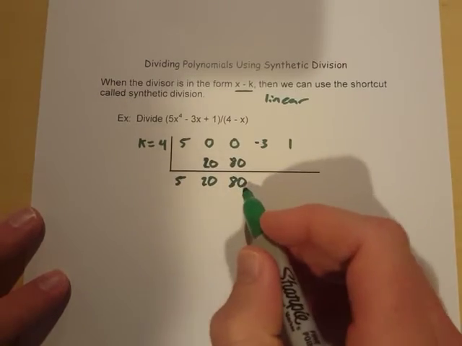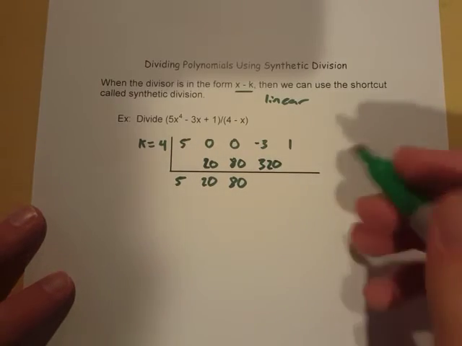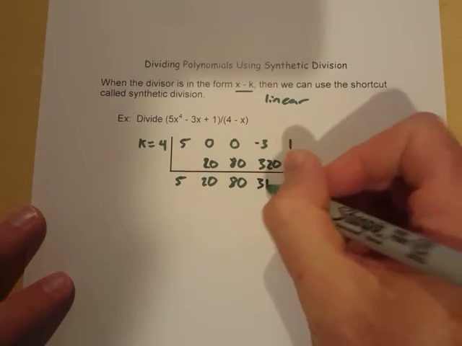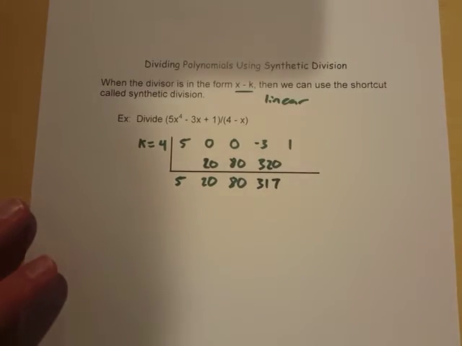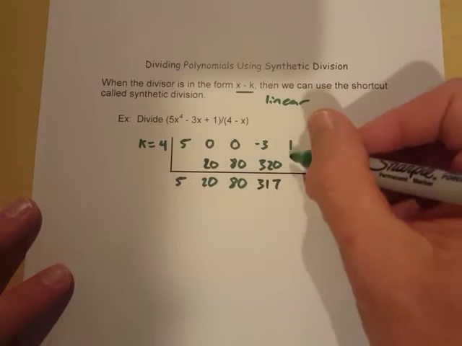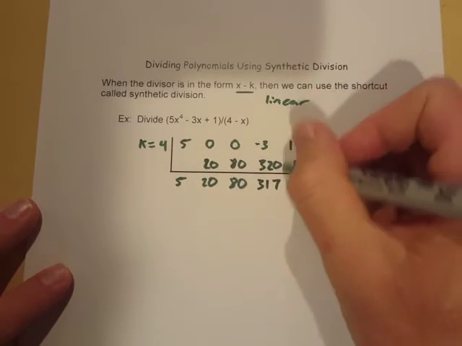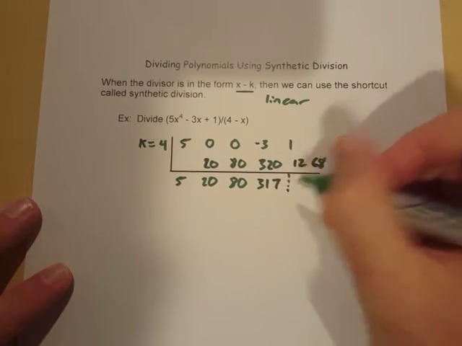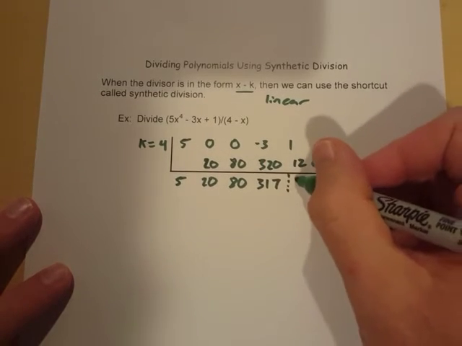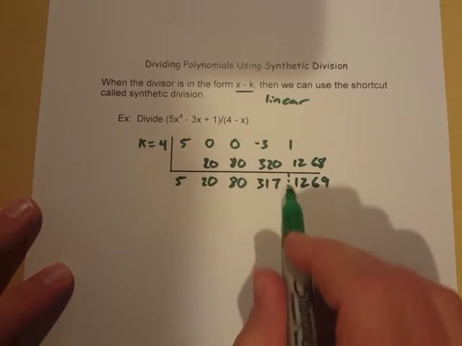4 times 80 is 320. Okay, so we're getting a little out of hand on this one. It is going to be some large numbers here. That does happen sometimes. And then 4 times 317 is 1268. I didn't quite give myself enough room here, but we're going to add the 1 and the 1268 to make it 1269. And you'll notice I did this little dotted line here.